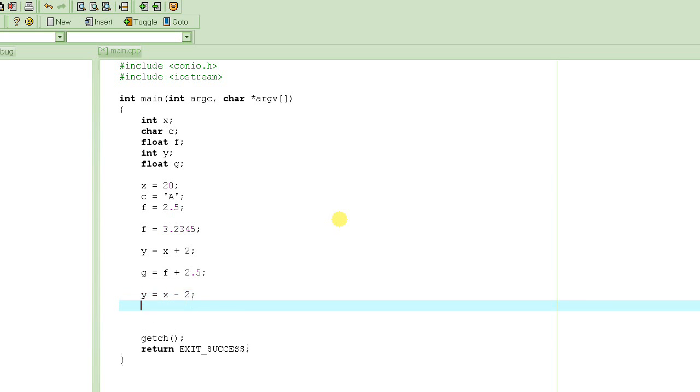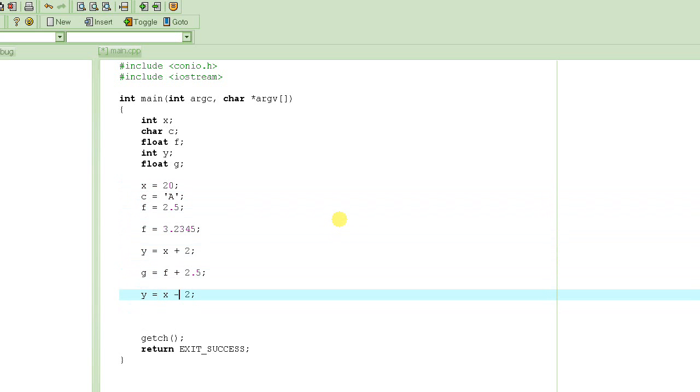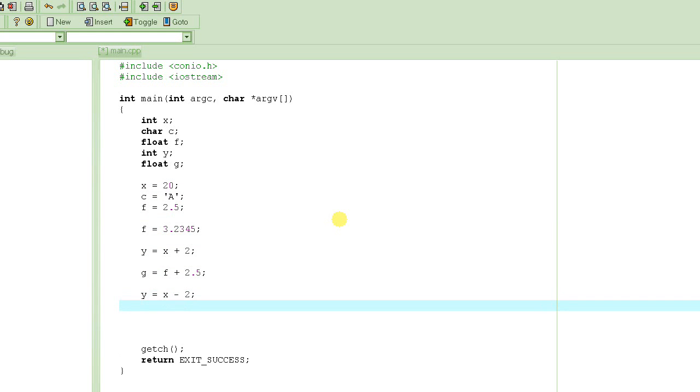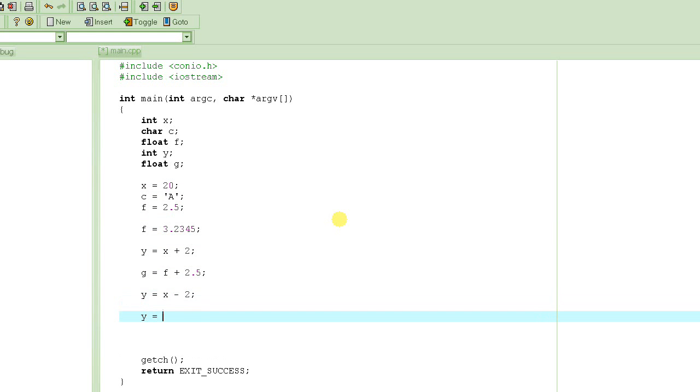So what will be the value of y after that? The value of x is still 20. So 20 minus 2 is 18. Pretty simple. You could do y is equal to x multiplied by 2. Star is the multiplication sign. X multiplied by 2. What is the value of x? It's still 20.